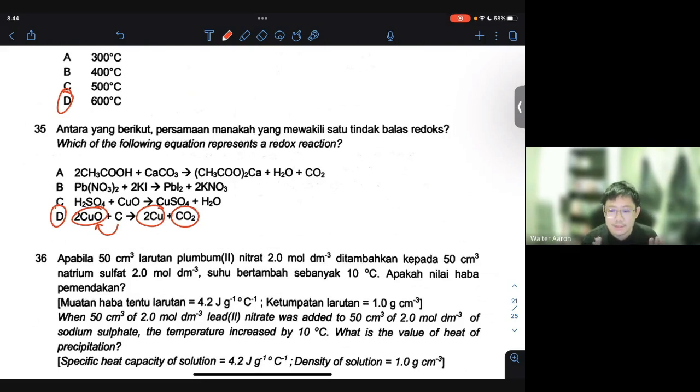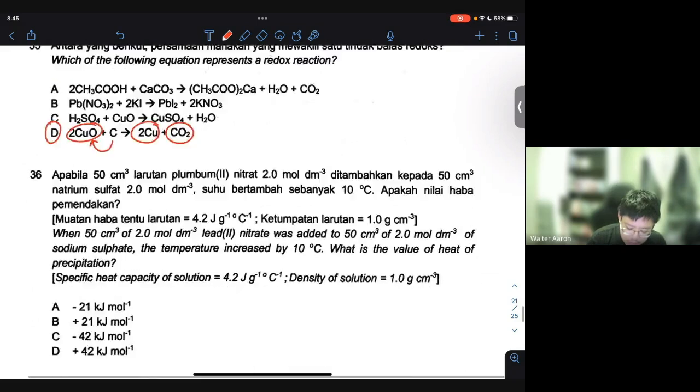And the answer here is supposed to be 2CuO plus C, you get 2Cu plus CO2. So we'll say that copper has lost its oxygen, undergoes reduction, and carbon has gained an oxygen, so it undergoes oxidation process. So therefore, the answer is D.